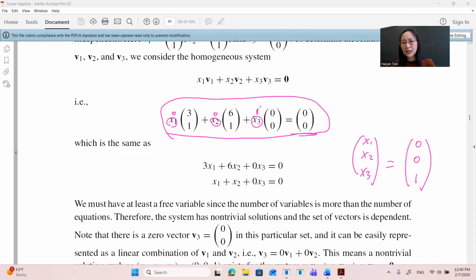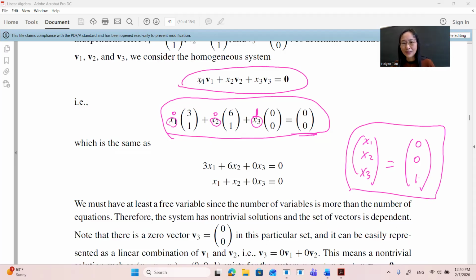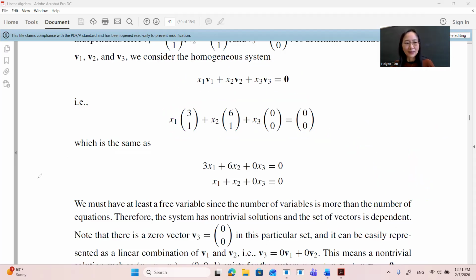So even the x3, it doesn't have to be 1. It can be any non-zero value, right? So x3 can be any non-zero value. For example, it can be -1 or -10. Anything will work. For our convenience, I just put a 1 to see that there's at least one non-trivial solution. So that means the trivial solution is not the only solution. So that means the three vectors are dependent because they're not independent.